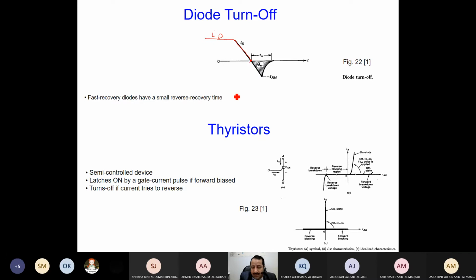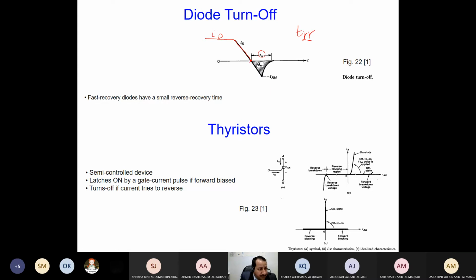When it reaches this point, it doesn't mean that the current is now 0. The diode is not totally off. It needs some time, which is called TRR, reverse recovery time. What does this reverse recovery time represent?